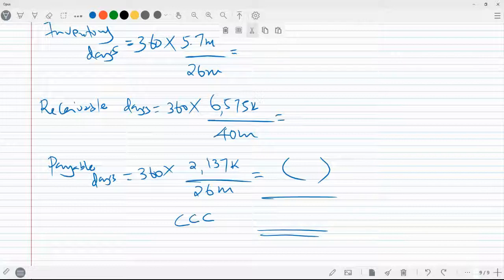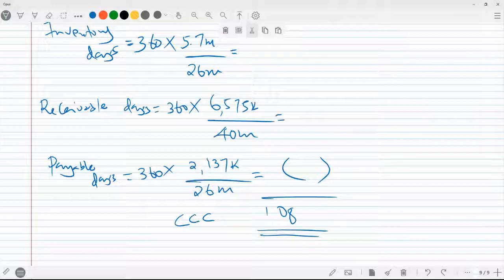What is the cycle? 108 days. 108? Can someone confirm? I got the same. Okay, great.